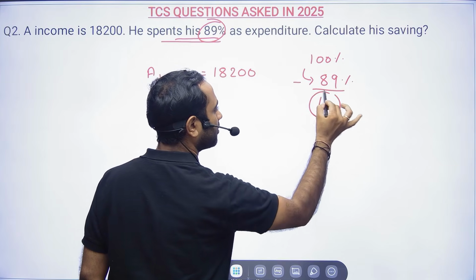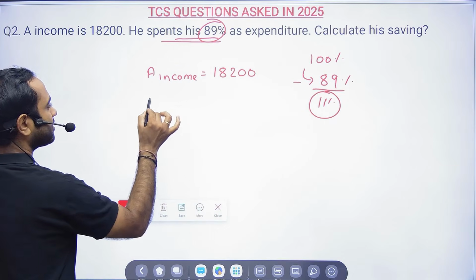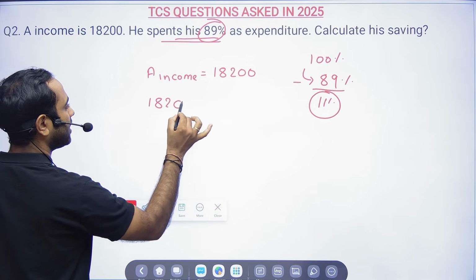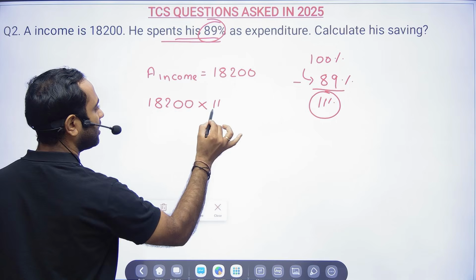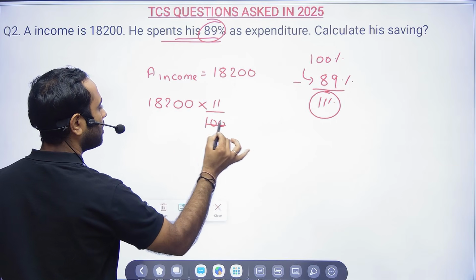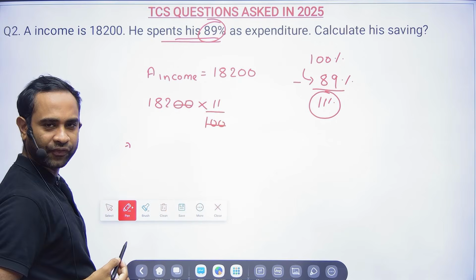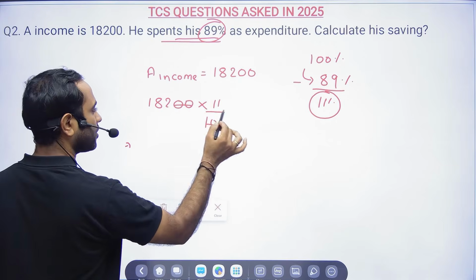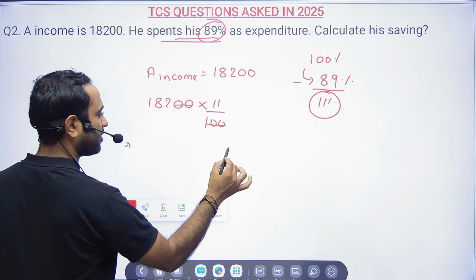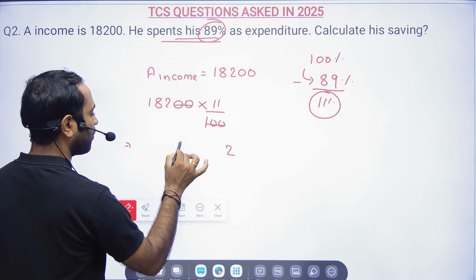Minus, so 11%. So his saving will be just 11%. That's all done. Now this multiplication trick of 3 digits you must be knowing. So if you multiply with 11, write 2 and write 1.